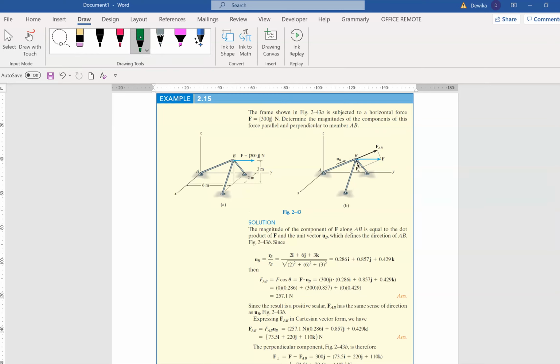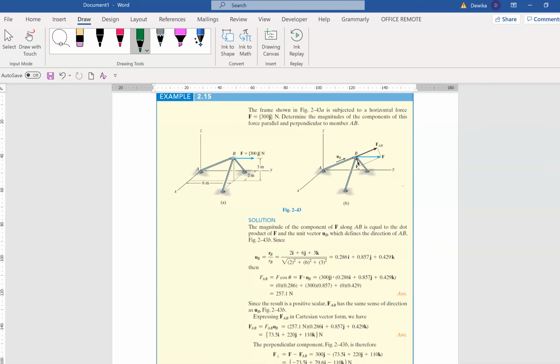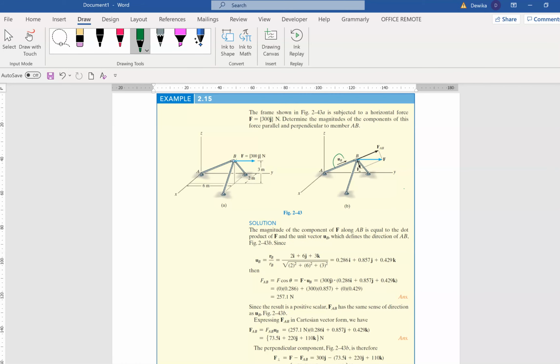Yeah, okay, let's go into the working. So you need to find first your unit vector. You remember coordinate A, coordinate B? You minus that, you get your unit vector. Okay, that's your unit vector. So what is force AB? Force AB is your force parallel, right?